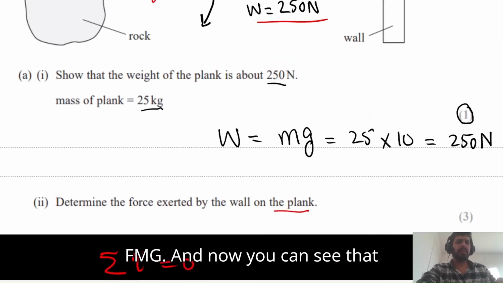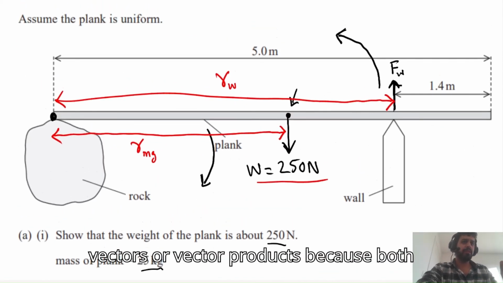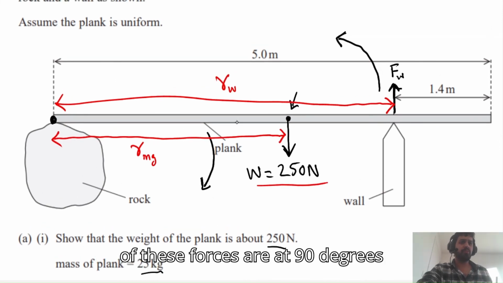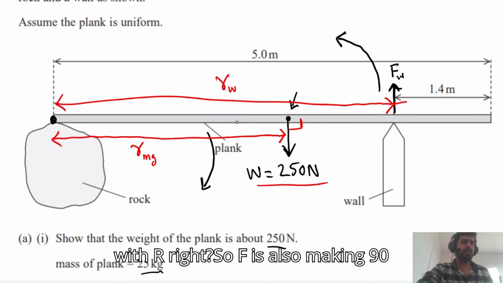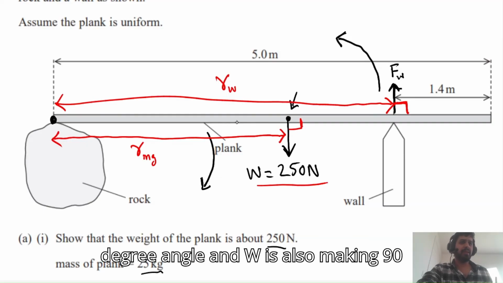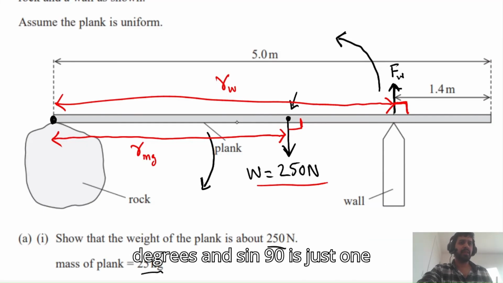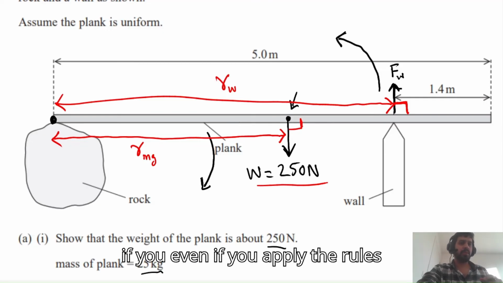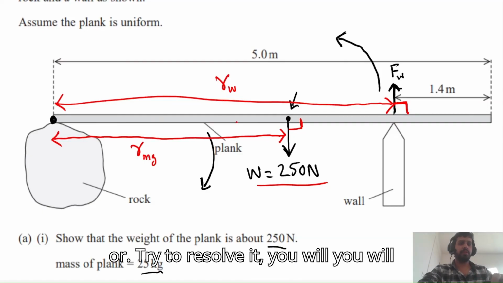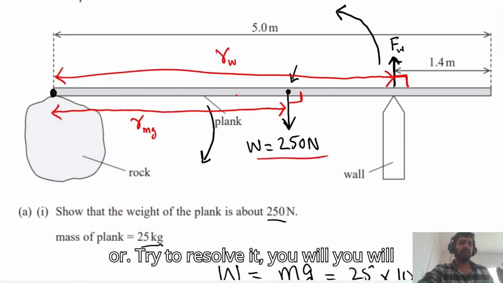And now you can see that in this case we don't have to worry about vectors or vector products because both of these forces are at 90 degrees with r, right? So F is also making a 90-degree angle and W is also making 90 degrees, and sine 90 is just 1. If you apply the rules or try to resolve it, you will get 1.